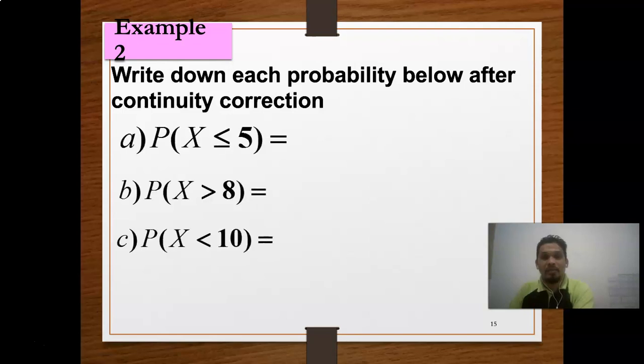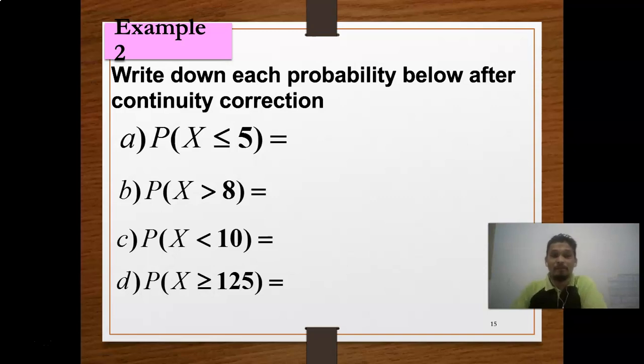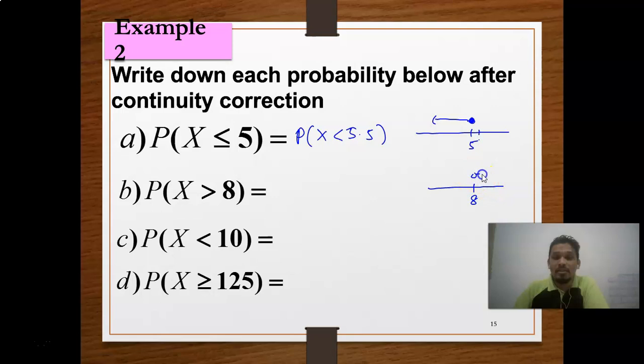Write down each of the probabilities after continuity correction. So x less than or equal to 5. It includes 5, which means 5 is one of the answers for this x less than or equal, so we add 0.5 here, which is the probability of x less than 5 plus 0.5, 5.5. And this one, x greater than 8. Since this does not include 8, it begins with 9 here. So we take 0.5 step to the right, so it comes out as x greater than 8.5.